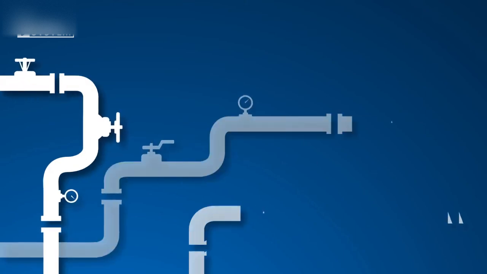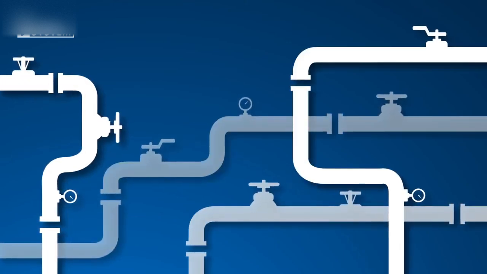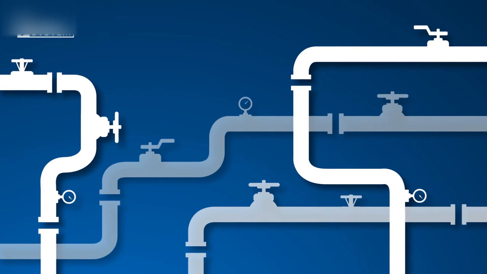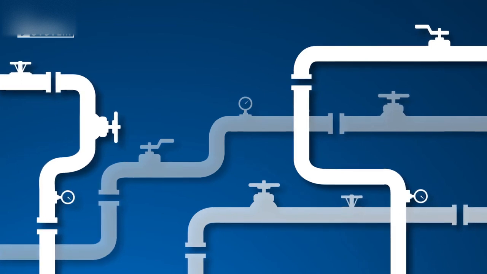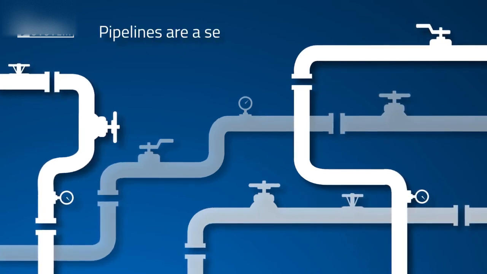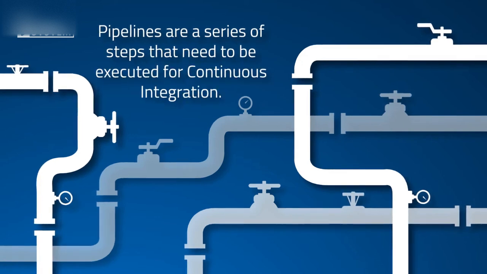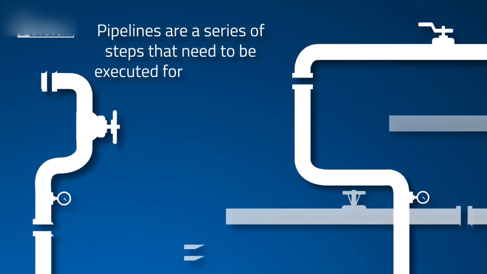As mentioned before, a CI server coordinates the necessary automation steps. This is performed using the concept of pipelines. Pipelines are a series of steps that need to be executed for continuous integration. A typical pipeline consists of several steps.